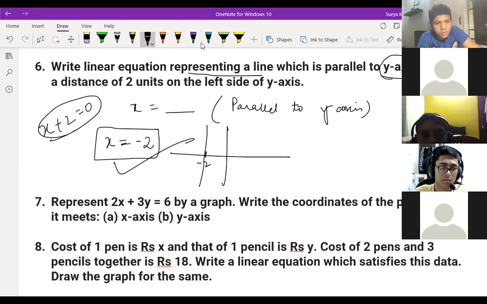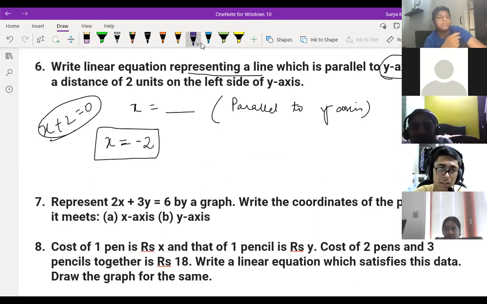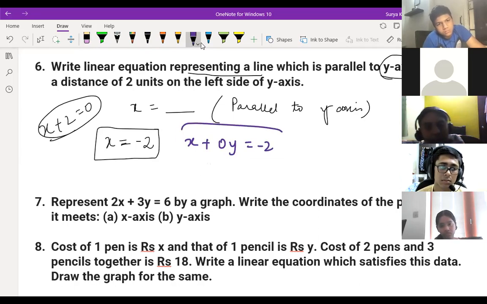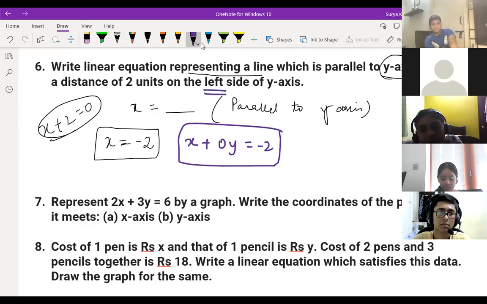But then we don't have y here, sir. Why is y required here? We can also write it as x plus 0 into y. It is nothing but the same. You can write x plus 0y. Sir, because it only has to be parallel to the y-axis, can we write x equals 2 also? If you write x is equal to 2, what does this become? Instead of left, right should come. Oh, okay, left side, okay.